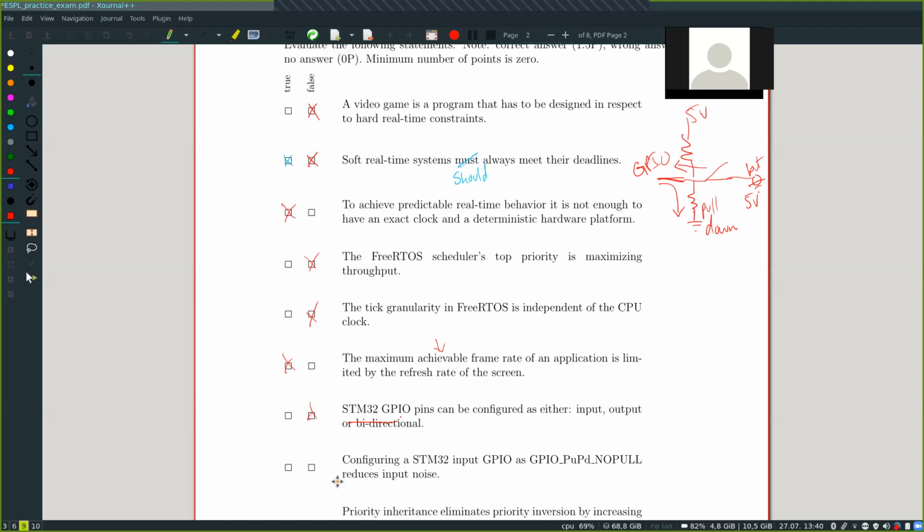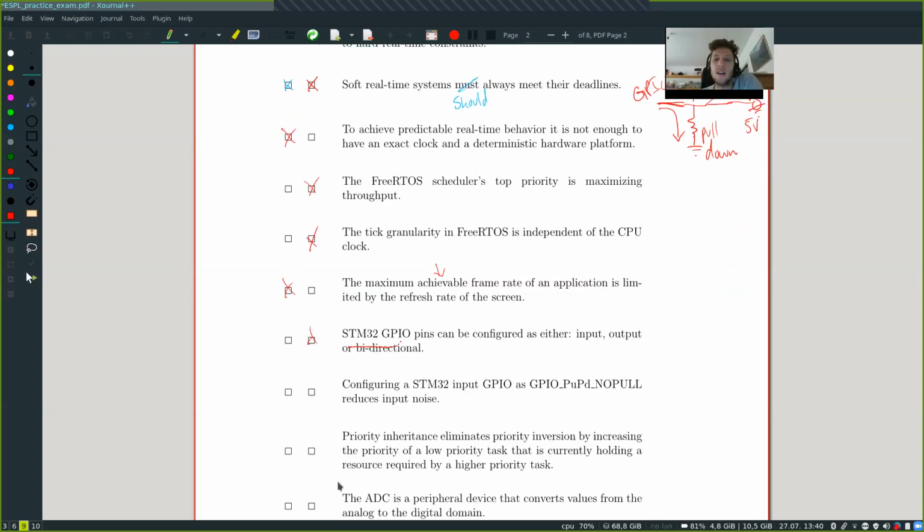Okay. Yeah. And so the next question, I guess, you might now hopefully be able to answer, even though you haven't had much experience with pull-ups and pull-downs. Yeah, reduce input noise. That noise would mean like false values, right? Yeah. So this is what I'm saying.